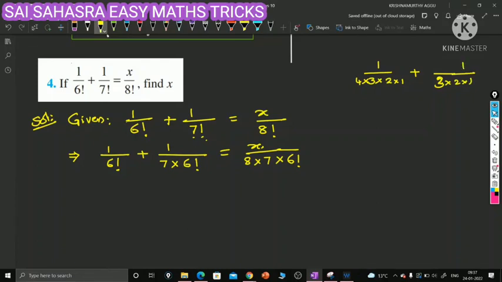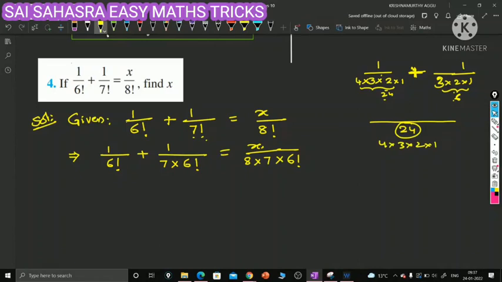So the LCM we have to take, when a plus or minus symbol is between the fractions, is the LCM of the denominators. Usually 4 into 3 into 2 into 1 will be 24, and 3 into 2 into 1 will be 6. What is the LCM of 24 and 6? 24 will be the LCM, and 24 is nothing but 4 into 3 into 2 into 1 only, isn't it?